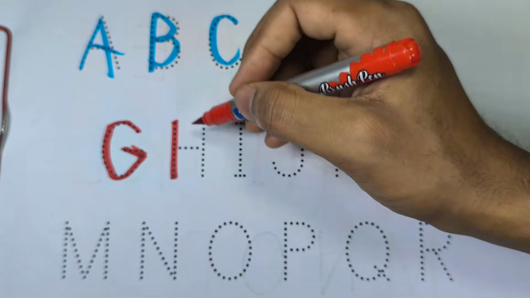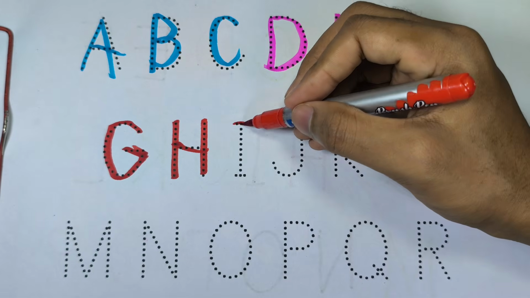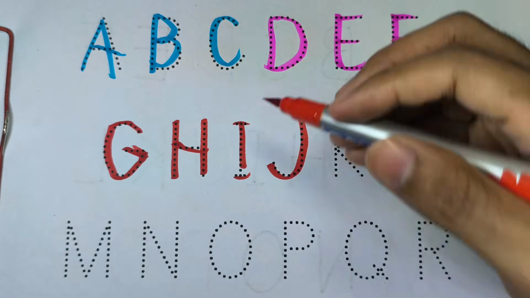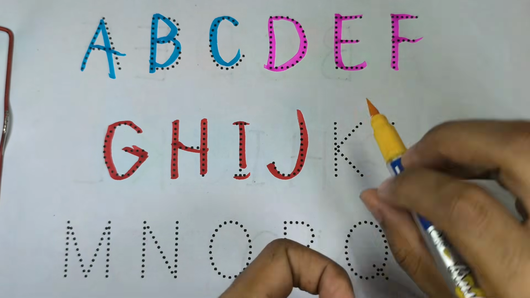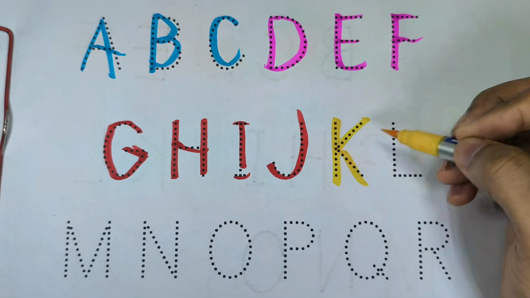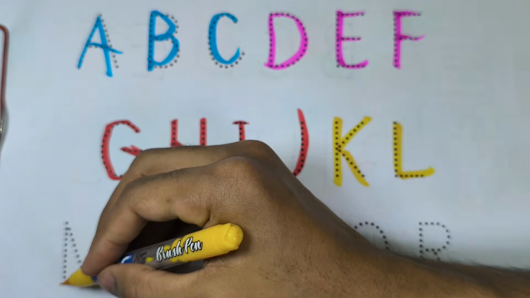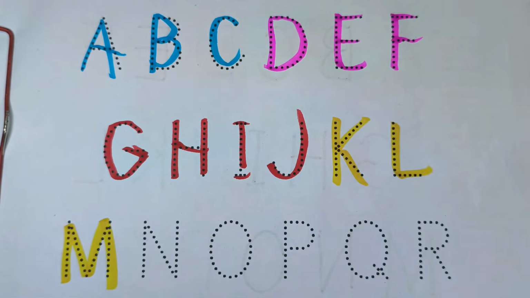G for God, H for hand, I for ice, I for ice cream, J for jackfruit, J for joker. Yellow color. K for kite, L. The next one is M for moon, M for mango.